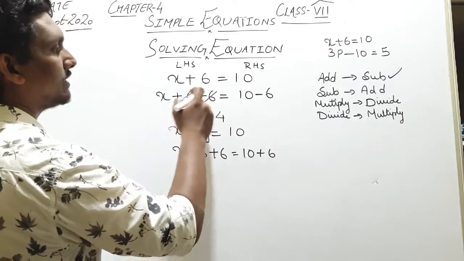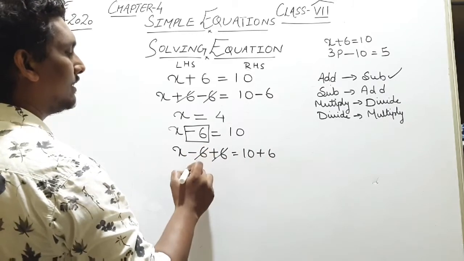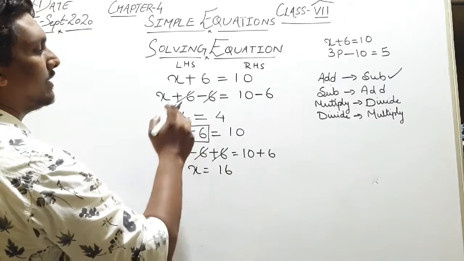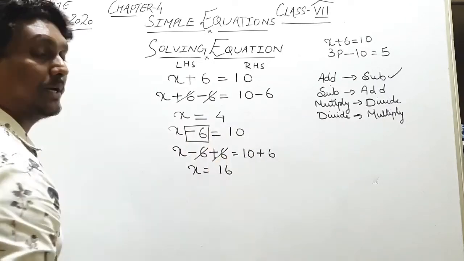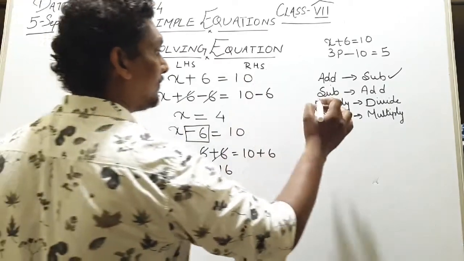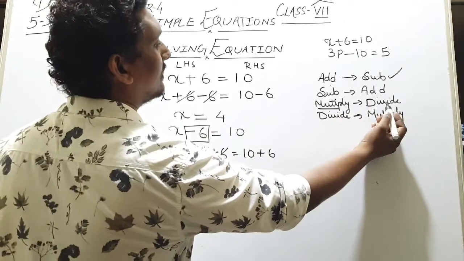Here we subtracted 6 on both sides, and in the same way here it gets cancelled. So x is equal to 16. So 16 minus 6 is equal to what? 10, right? In the same way, if multiplication is given, we have to do the division.